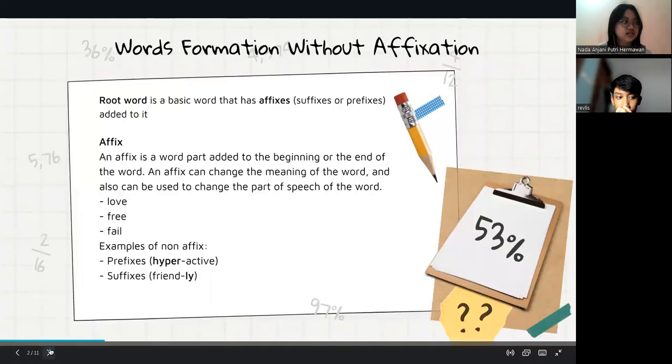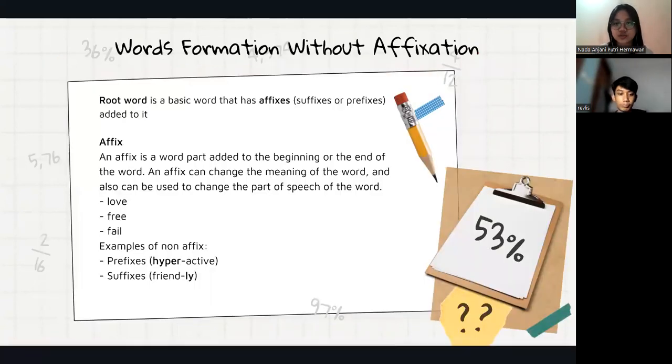My name is Nadya Anjani Putri Hermawan and I'm going to tell you about word formation without affixation. Before we dive into affixes, we have to know what a root word is. In short, a root word is a basic word that has affixes added to it. To be more specific, these items are used to create more complex words with a different meaning.